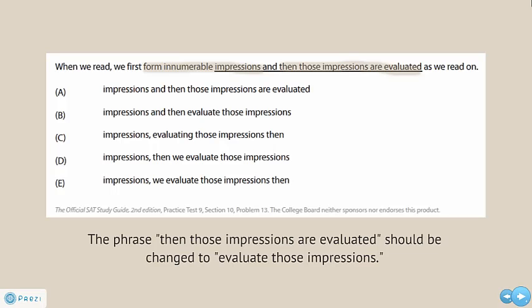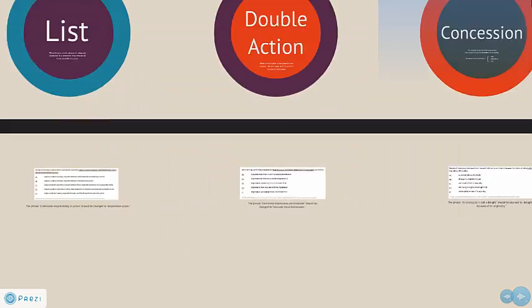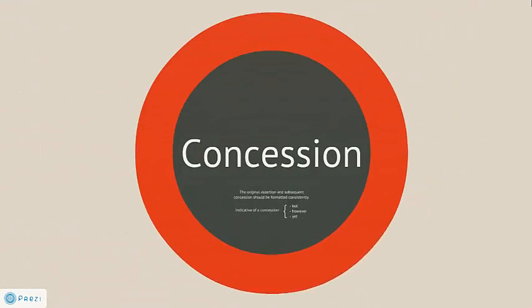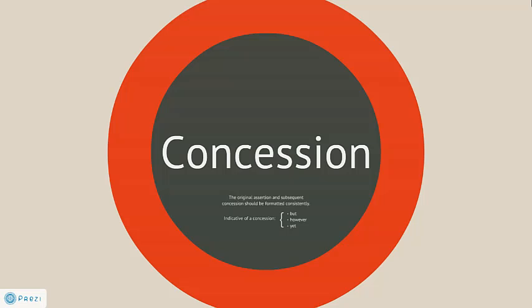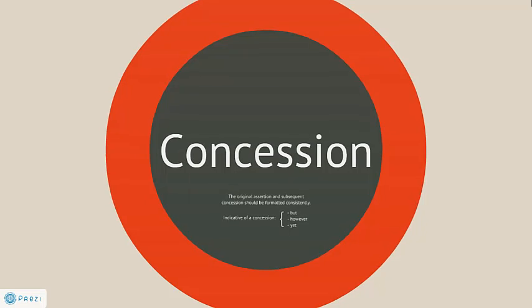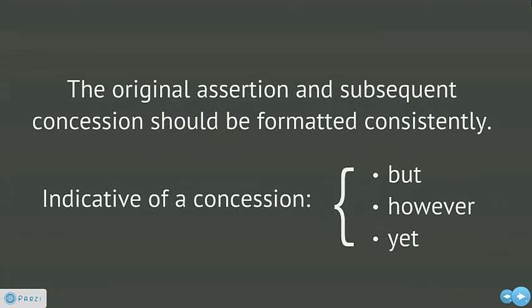Alright, let's move on to our final type of sentence. Parallel structure errors occur least frequently in concession statements, but it's still useful to know what concessions are. A concession is typically made up of an original assertion followed by a concession or admittance that will either weaken or make an exception to the original assertion made.